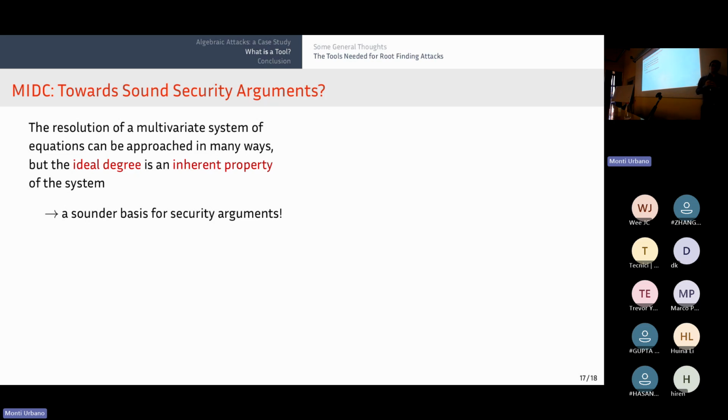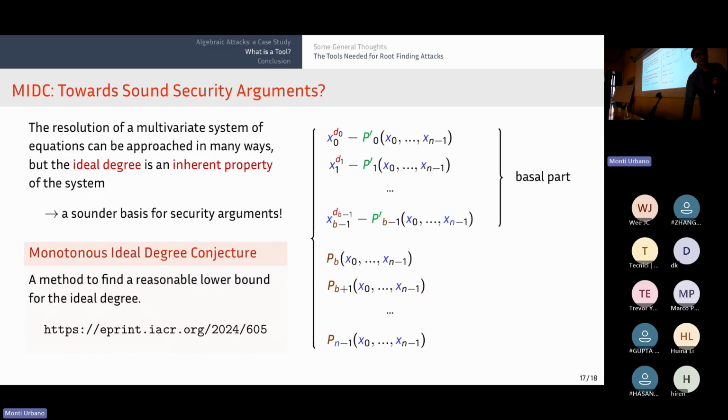Okay, so I'm not going to go into that, but basically there is hope for security arguments at least. I have come up with a theoretical framework that could allow us to find security arguments against root finding attacks. The key idea is that there is a quantity called the ideal degree. Not going to go into how it's defined, but it's an inherent property of the system. So if you play around with the Grobner bases, with how you compute them, doesn't matter, it's a property of your system. And if it's high, algorithms are less efficient.